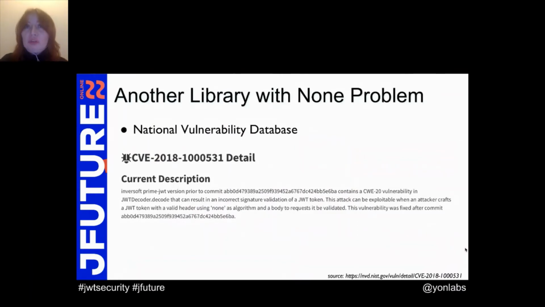And it's not the only library with the none problem. When we search the National Vulnerability Database, we can find many more issues related to JSON Web Tokens. One of those issues reveals the none problem in another library, Prime JWT. And check out the year of the entry. The issue was raised in 2018, so only 2 years ago. How many applications are not patched yet? Who knows?